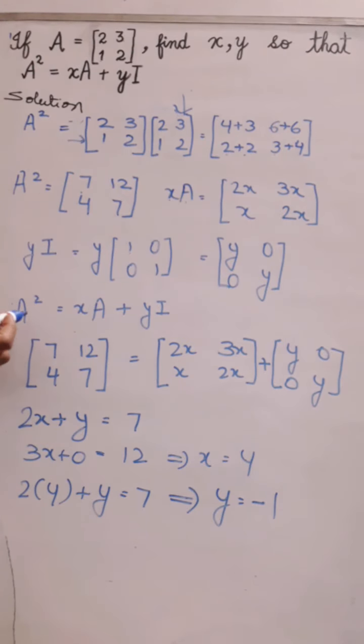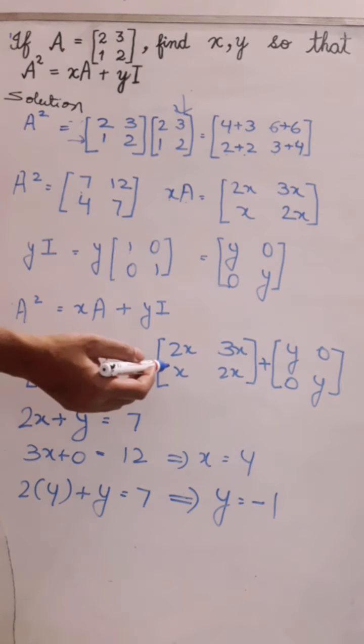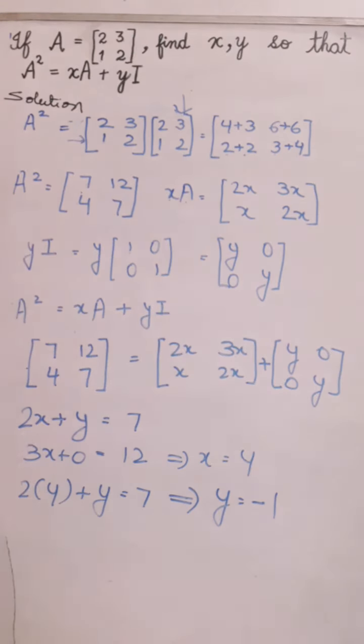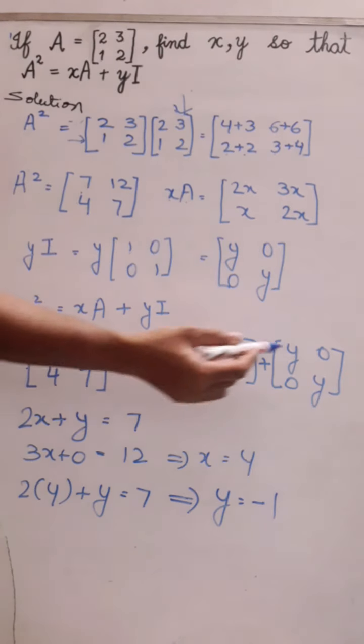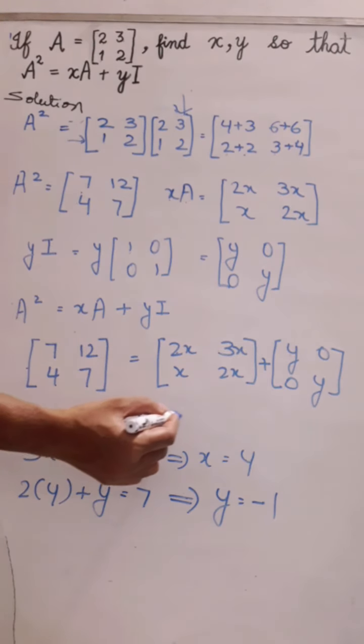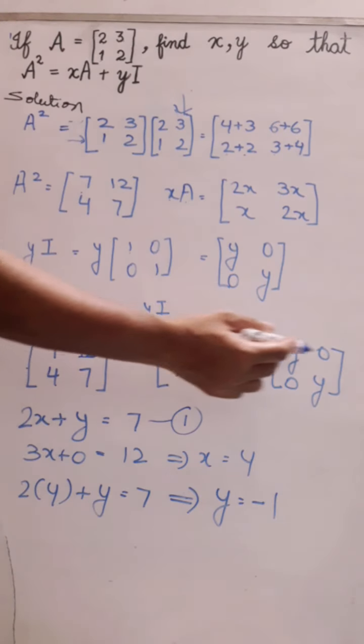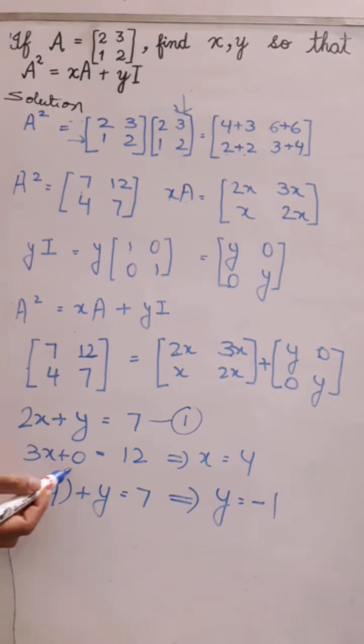Now here it is given that A square is equal to xA plus yI. So this is your A square, this is your xA, and this is your yI. Now here 7 equals 2x plus y. This is your equation 1. Now 12 equals 3x plus 0. So 3x plus 0 is 12.